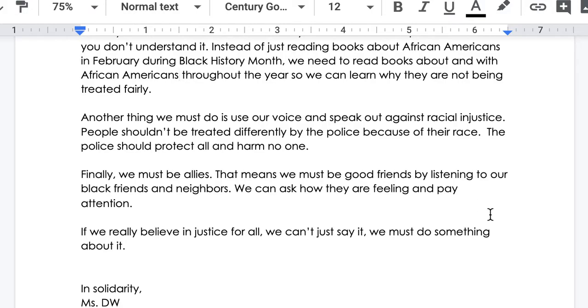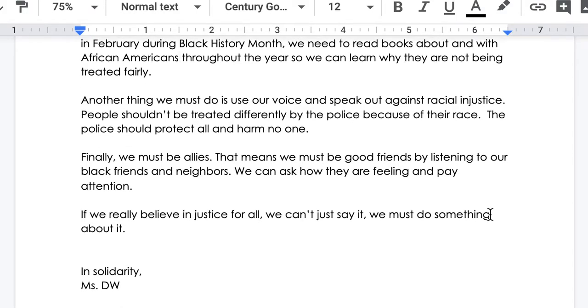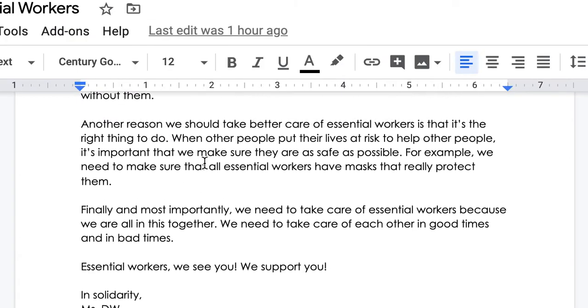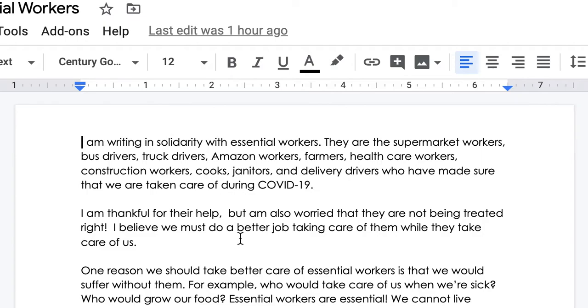Another thing we must do is to use our voice and speak out against racial injustice. People shouldn't be treated differently by the police because of their race. The police should protect all and harm no one. Finally, we must be allies. That means we must be good friends by listening to our Black friends and neighbors. We can ask how they are feeling and pay attention. If we really believe in justice for all, we can't just say it, we must do something about it. In solidarity, Miss DW.